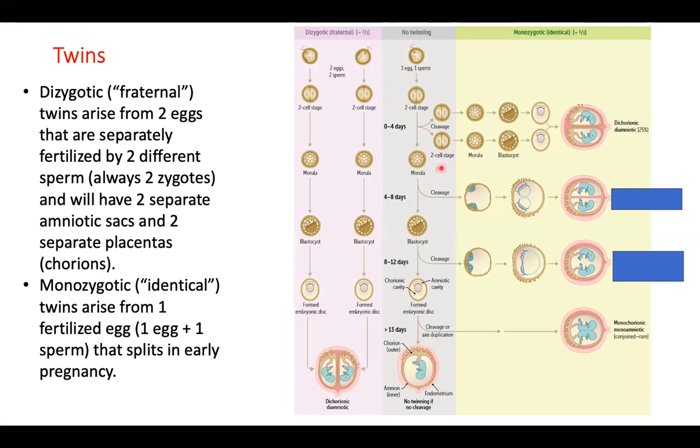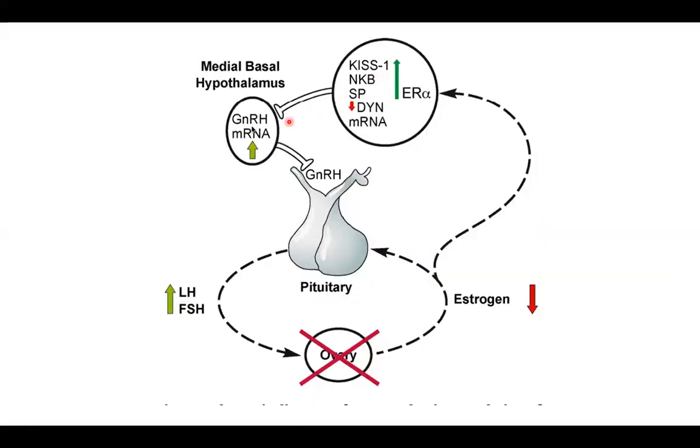Okay, the next one, if they separate after the morula, what is it? Monochorionic, diamniotic. Good, yes. And then what about the last, if they separate after the blastocyst? Exactly, mono. And if they're mono, what's the risk? What's a possible complication? Conjoined, exactly. Good. Okay, now let's go on to menopause.